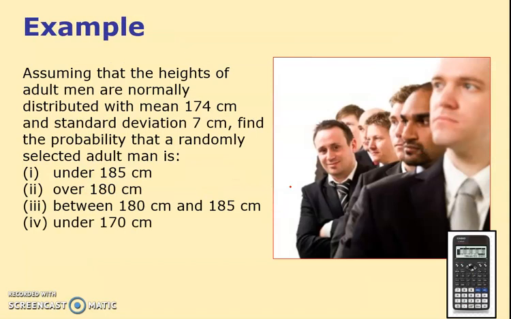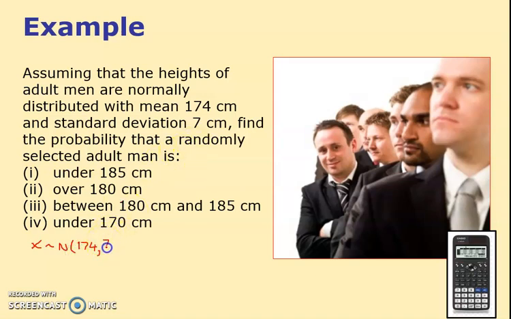Example then. Now look, this is what we have to be able to do in today's lesson. We have to be able to answer wordy questions. So exactly the same, but you just have to get your head around what's going on. Assuming the heights of adult men are normally distributed with mean 174. So x, always use x, is normally distributed. The mean is 174. And standard deviation is 7.